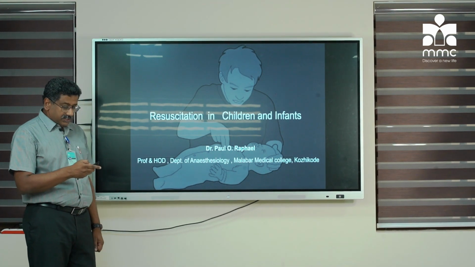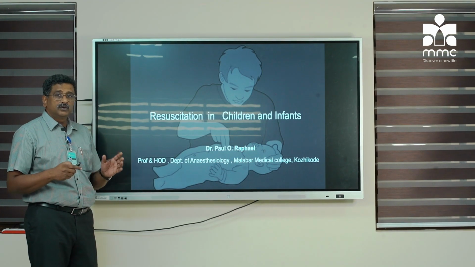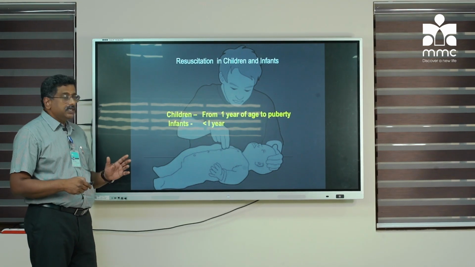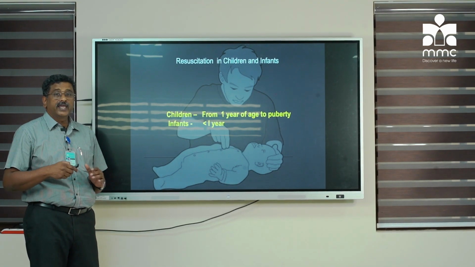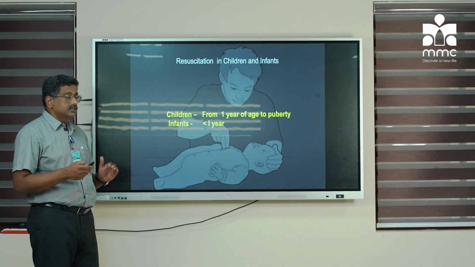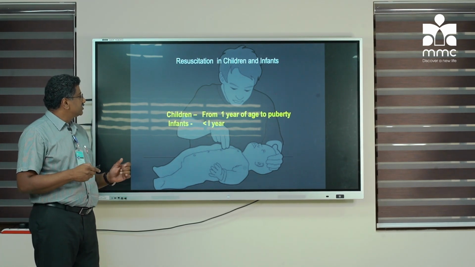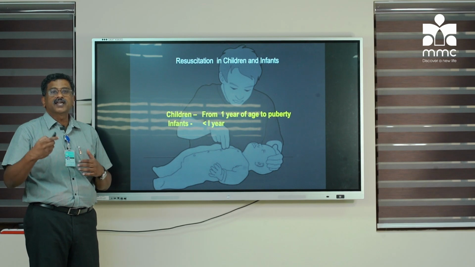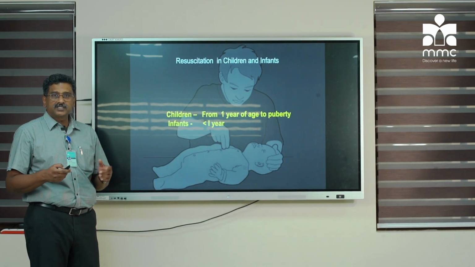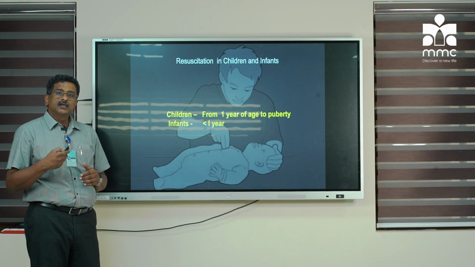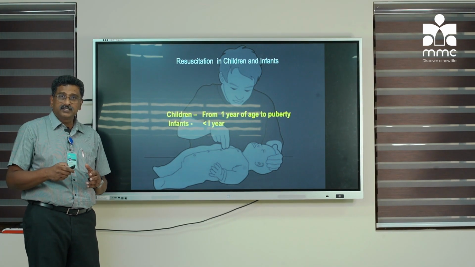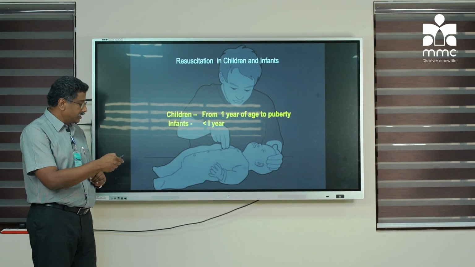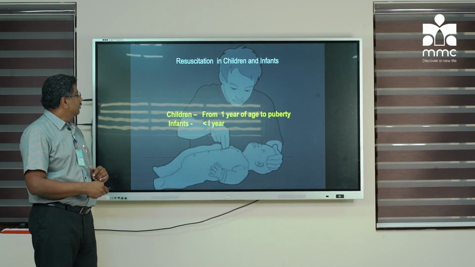So we will come to the resuscitation in children and infants. First we should know the categories of adult, children and infants. Children are, as you all know, from 1 year to the age of puberty. Infants are less than 1 year. When you say children from 1 year of age to puberty, you should know the signs of puberty. Enlargement of the breast in females and the presence of underarm hair in males is considered to be the puberty age.